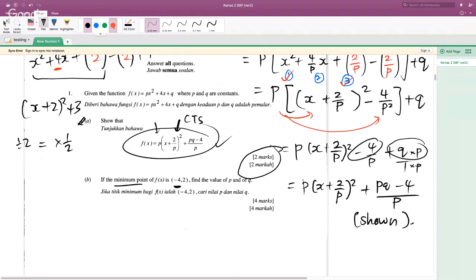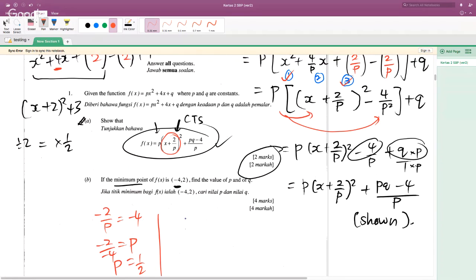How do we get the x coordinate? We get the x coordinate from inside the squared bracket, isn't it? So inside here, the x value is negative 2 over p, which equals negative 4. So basically, your p will equal negative 2 over negative 4. P equals 1 over 2.